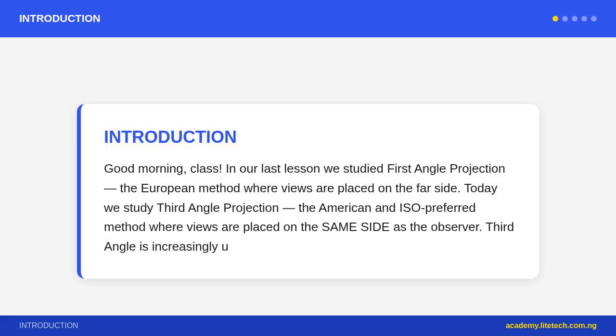Third angle is increasingly used globally, and WAEC technical drawing tests students on both methods. You must be able to identify which system is used from the symbol on a drawing, and produce views in either system. The key difference between the two is simply where the views are placed around the front view.